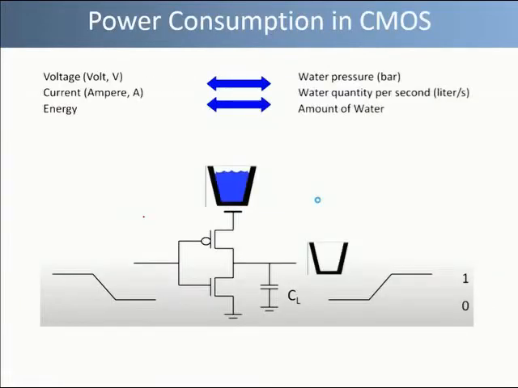Now let us understand the concept of power and energy in the context of a CMOS inverter. This is a PMOS transistor and this is an NMOS transistor. Assume this power line as a source of energy, something similar to a glass with a large amount of water. The total energy is the amount of water contained in this container. Voltage is the water pressure, whereas the current relates to the amount of water that can flow per second.